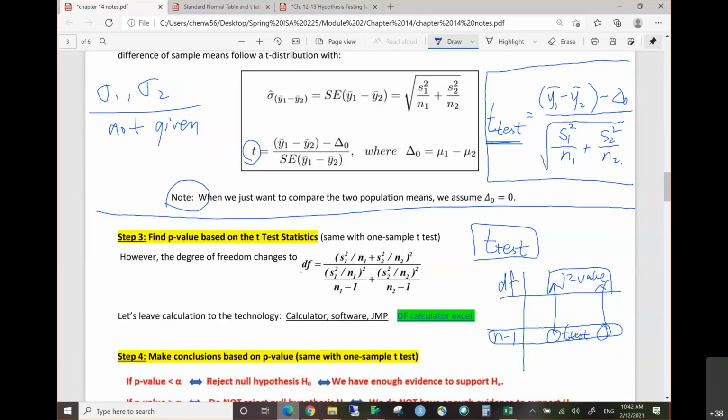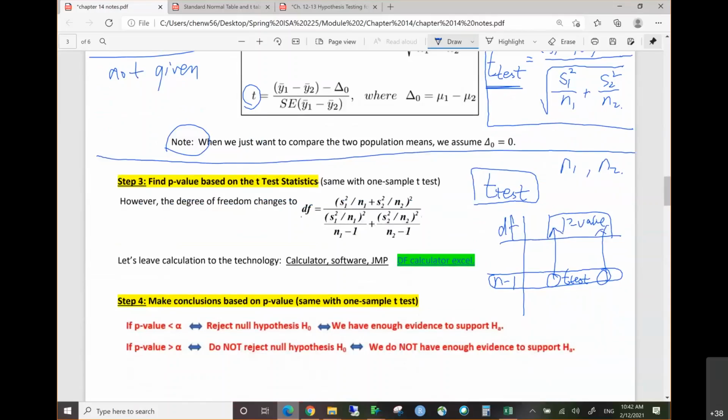That means we have N1, we have N2. So what will be our degree of freedom? Of course, it will not be just N-1, right? We have two sample sizes. That means here we have a big formula to calculate the degree of freedom. The degree of freedom is based on not only N1, N2, it's also about the sample standard deviation 1, sample standard deviation 2.